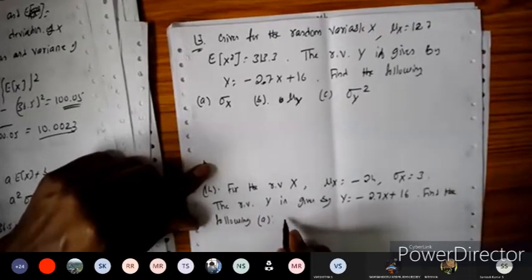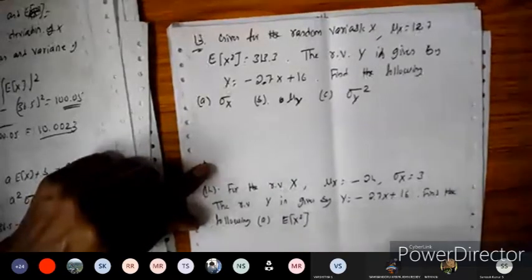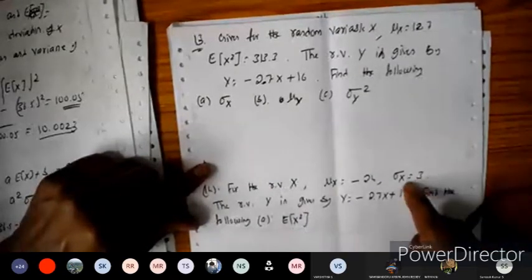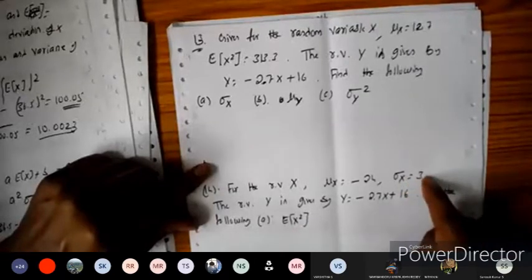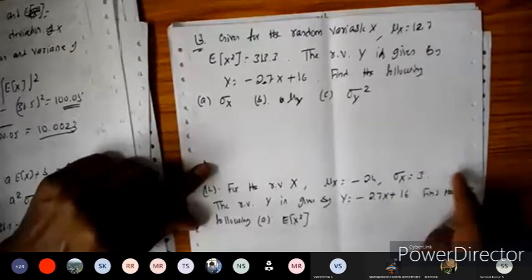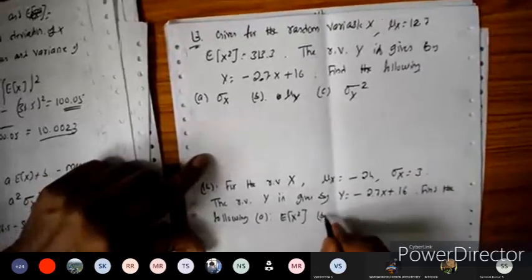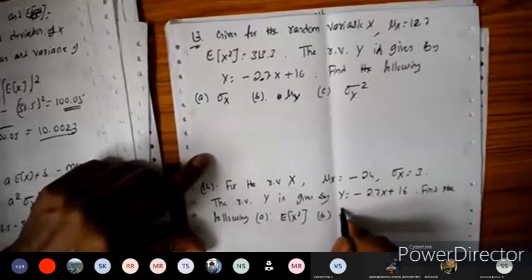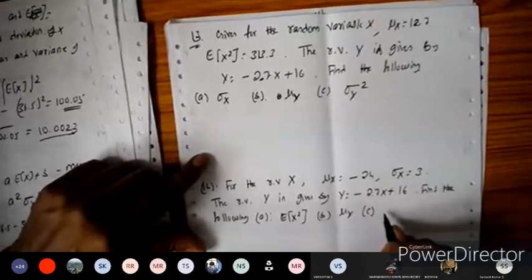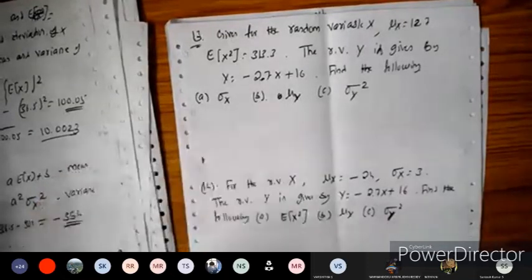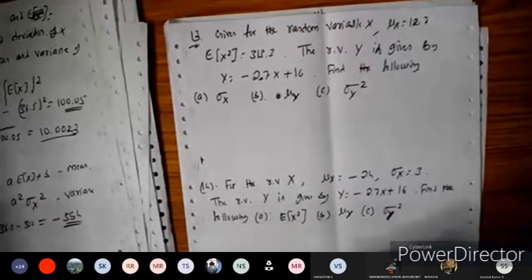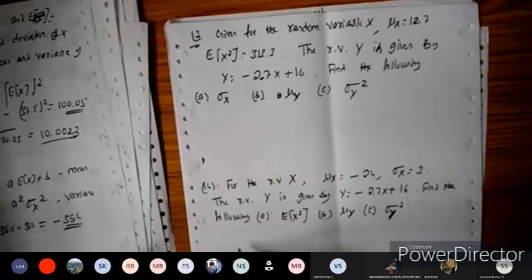First one, the mean square value of x, that is expected value of x square. Sigma x is given. You can find sigma x square by taking the square of this, and expected value of x square you can find easily. Second one, B, mu y, and C, sigma y square. You know how to find these. We know the formula for sigma y square.